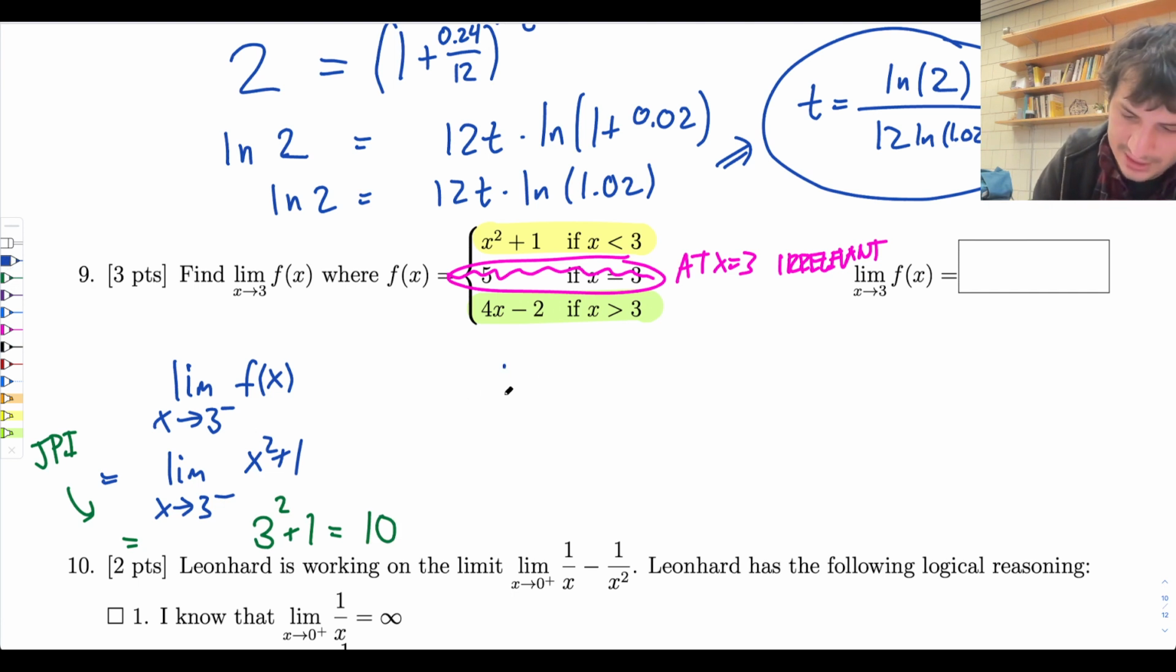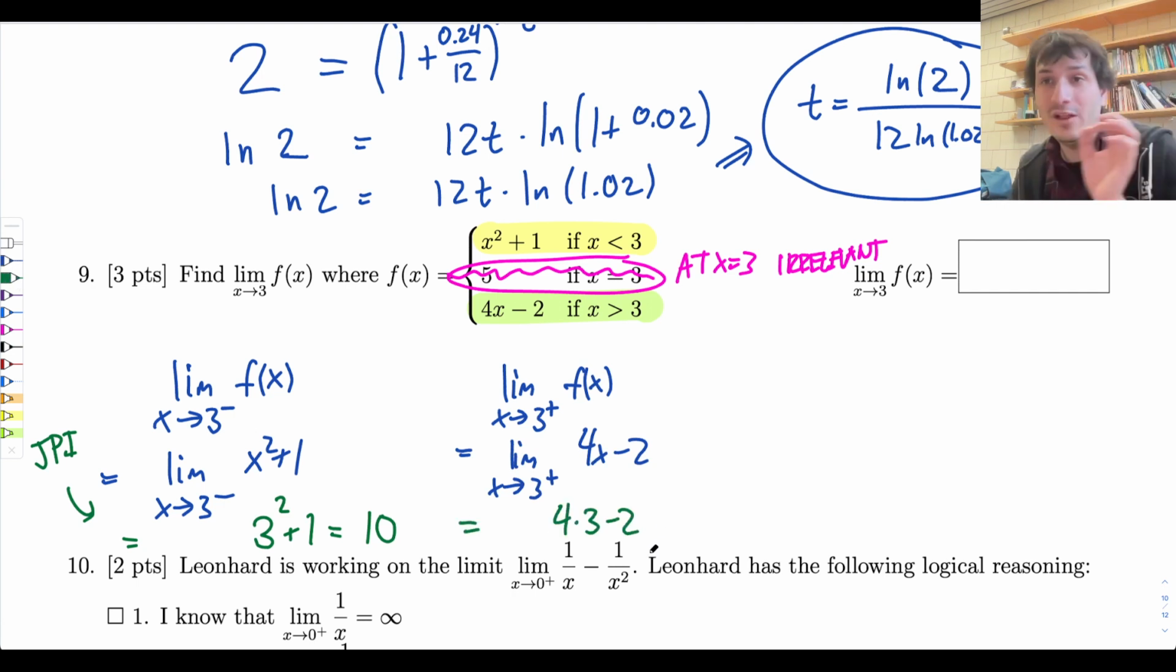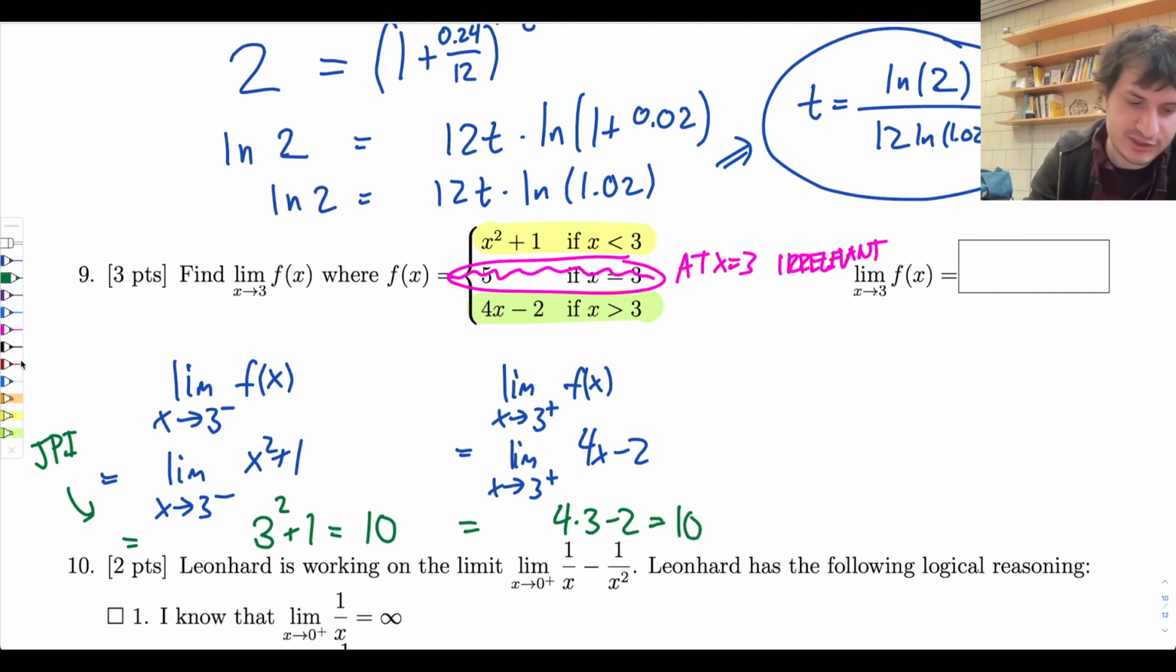The limit on the other side is the limit as x goes to 3 plus of f of x. That is the limit as x goes to 3 plus of 4x minus 2. And once again, you can just plug in. When you plug in, you get 4 times 3 minus 2, 12 minus 2, also known as 10. And so that's what you had to do for this question.